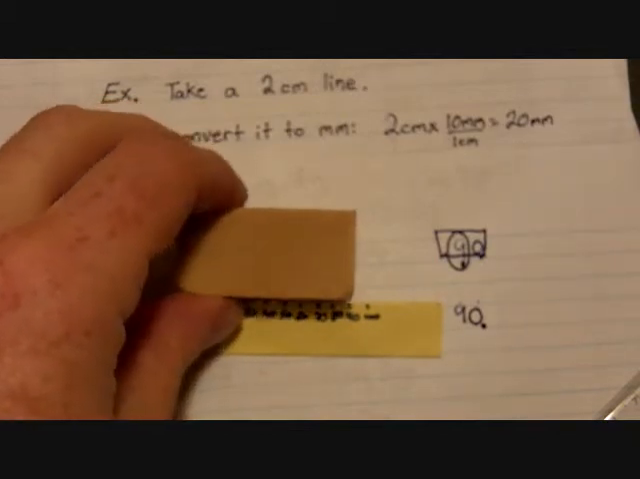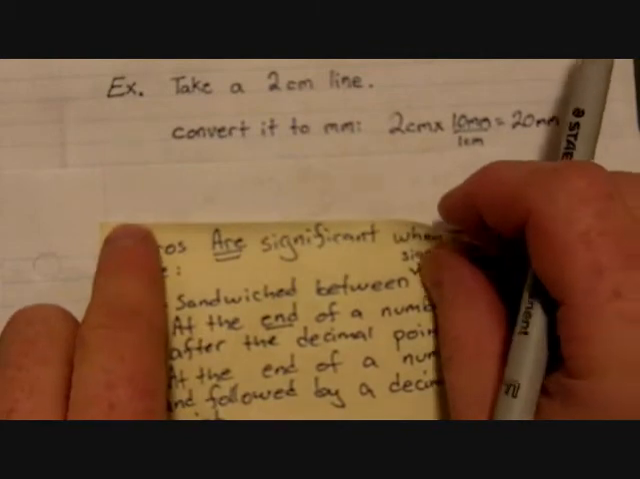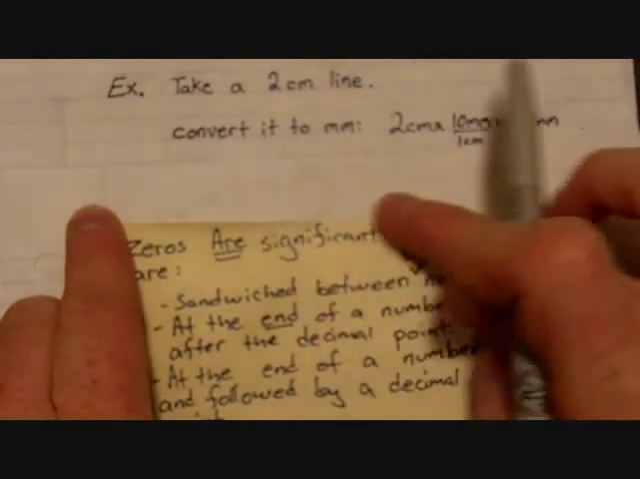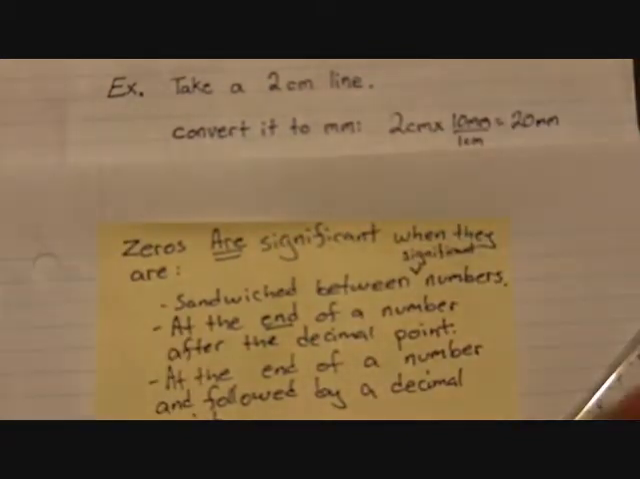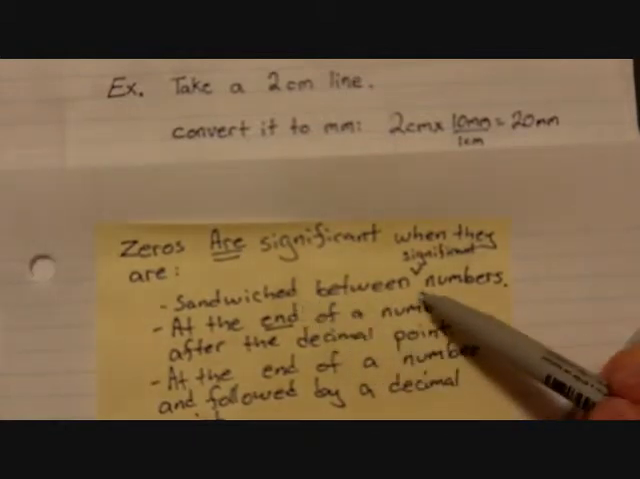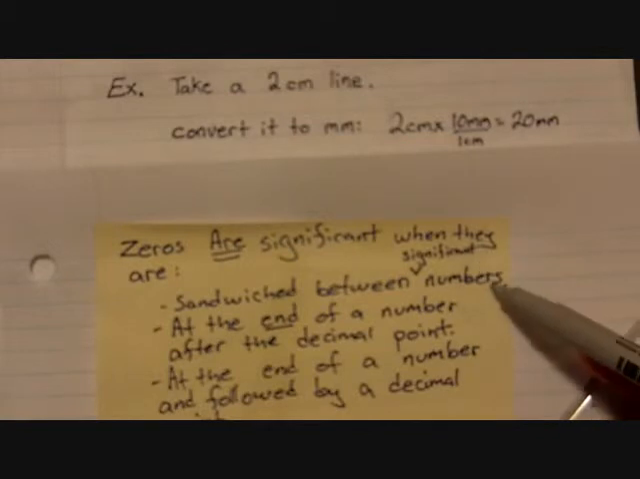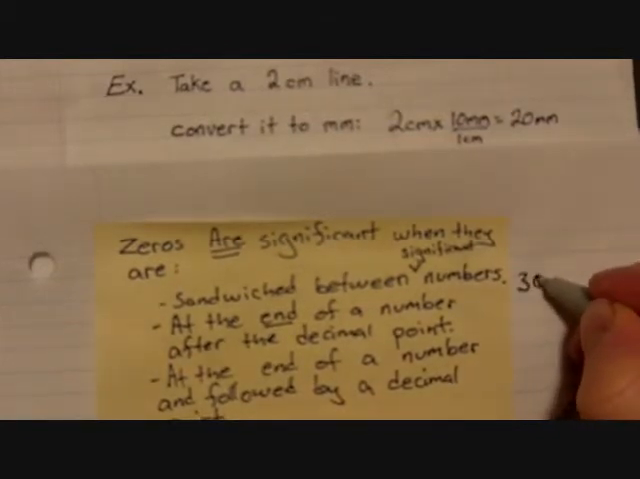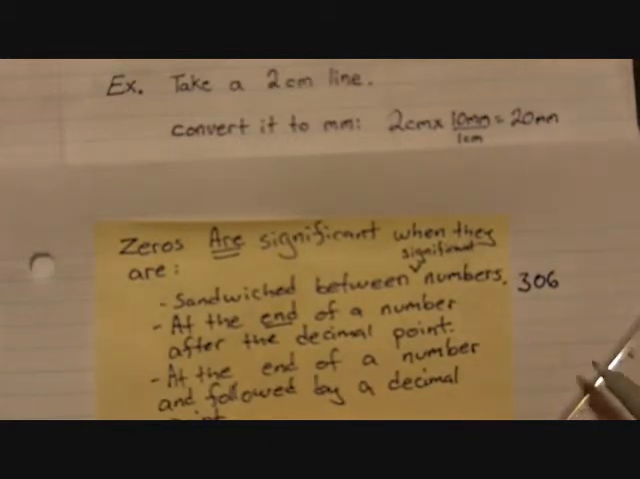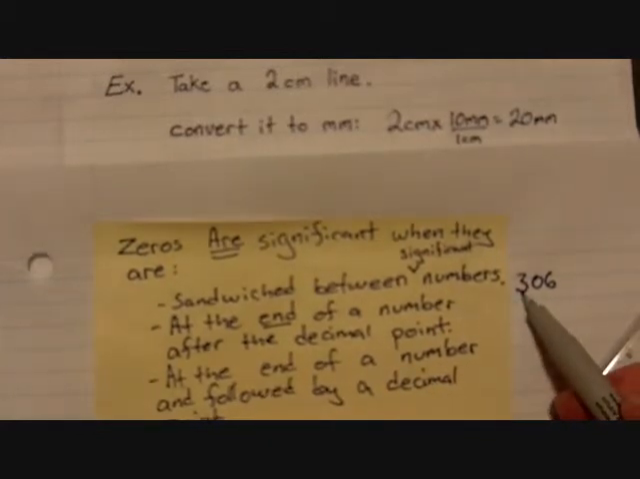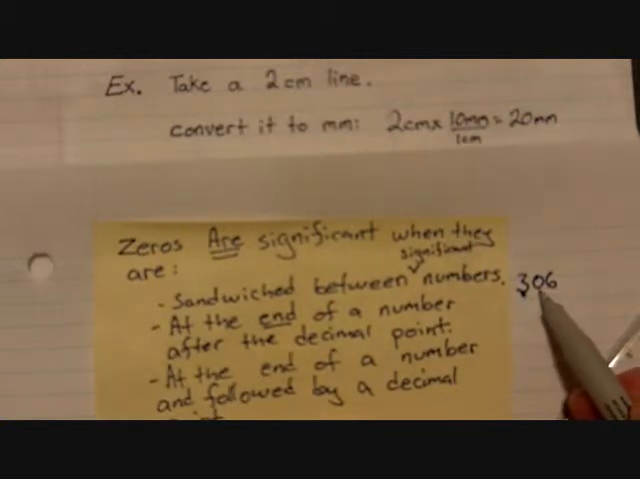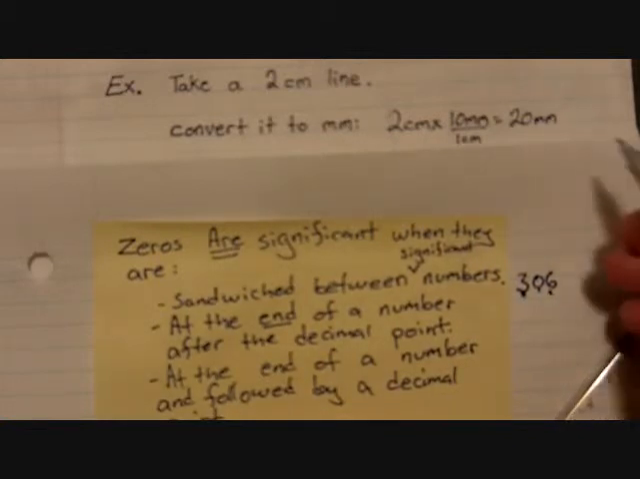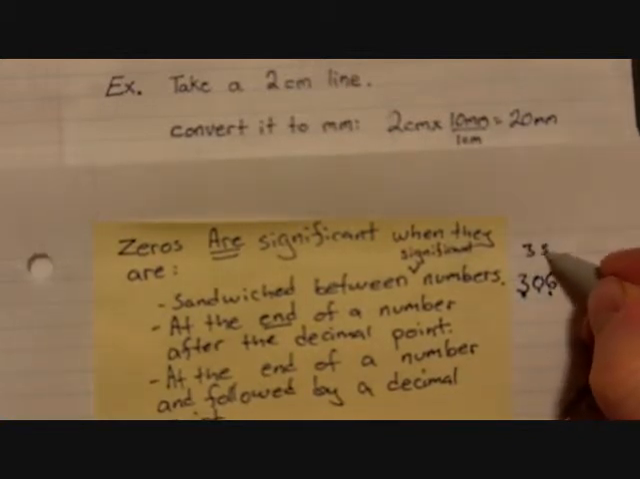So here's a list of rules. This kind of sums up all of the times when zeros are significant. They're significant when they're sandwiched between two other significant numbers. I'll give you an example. If we have 306, what's happened here is we're sure about the 3, we're sure about the 0, and we're guessing the 6. So we say this has 3 sig figs.